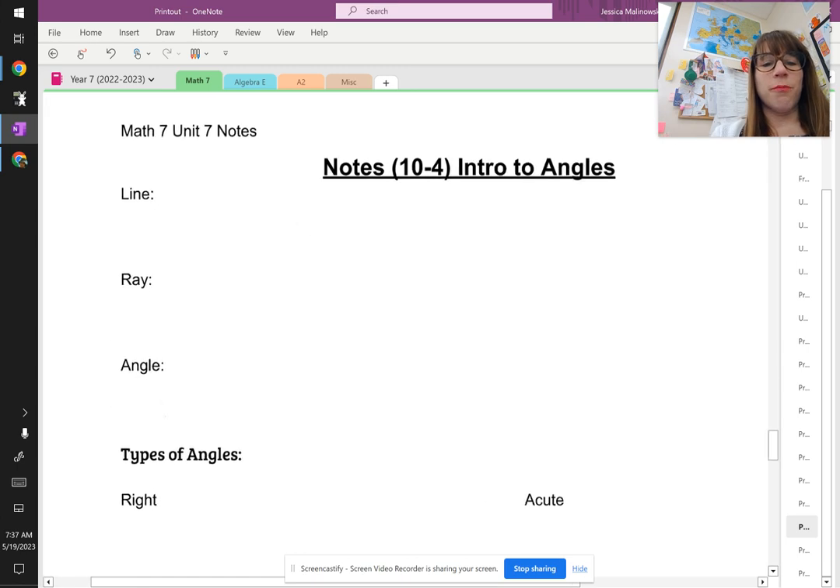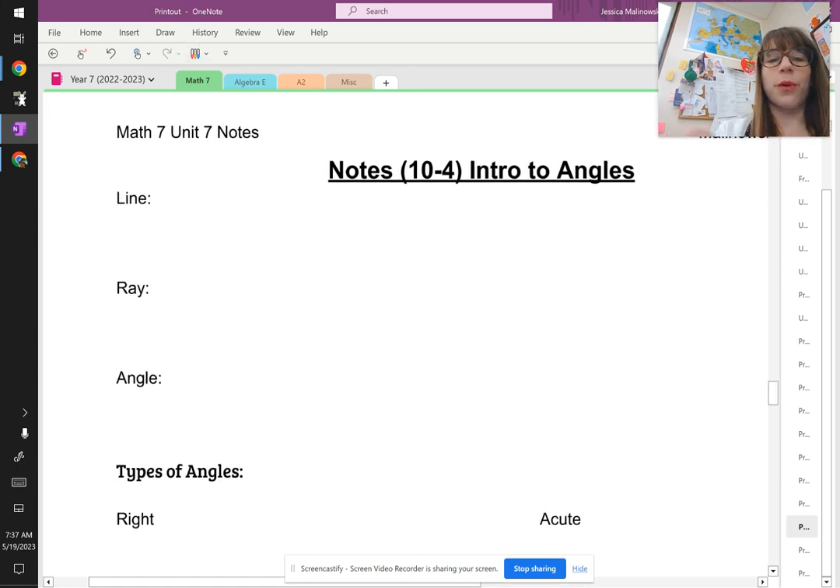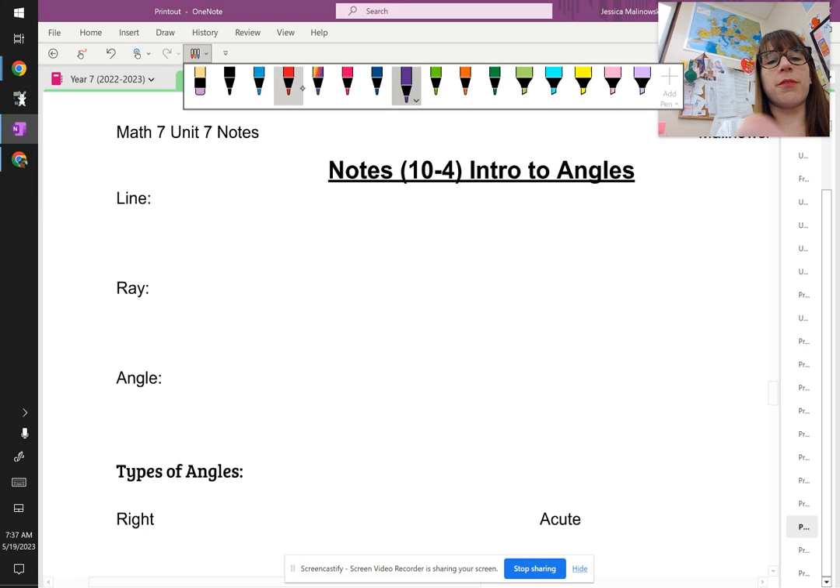Anyway, 10-4 intro to angles. So we've got some vocab here. This is a lot of vocab going on, some of which you're already familiar with, others maybe not so much.